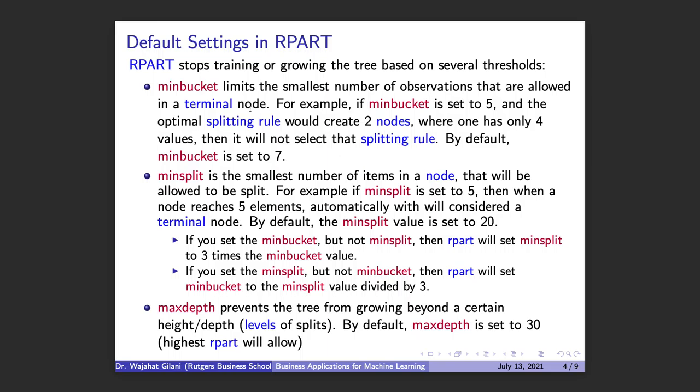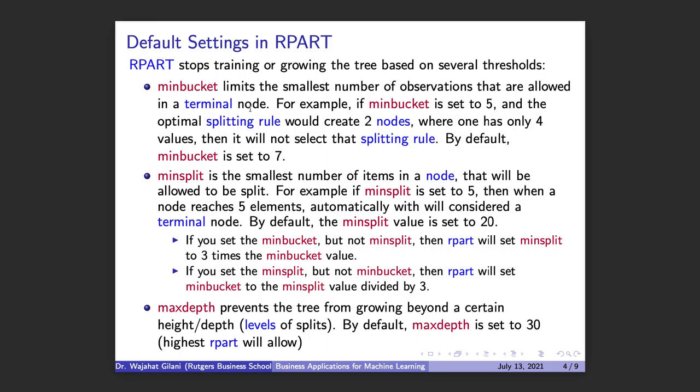Now, if you want to change that relationship, we can. We can explicitly make min split 5, and we can make min bucket, I don't know, 2. That obviously doesn't follow the rule of 3, but we can do that explicitly. It's just that when we don't set the parameters, or we set one and not the other, this kind of mathematics will follow.